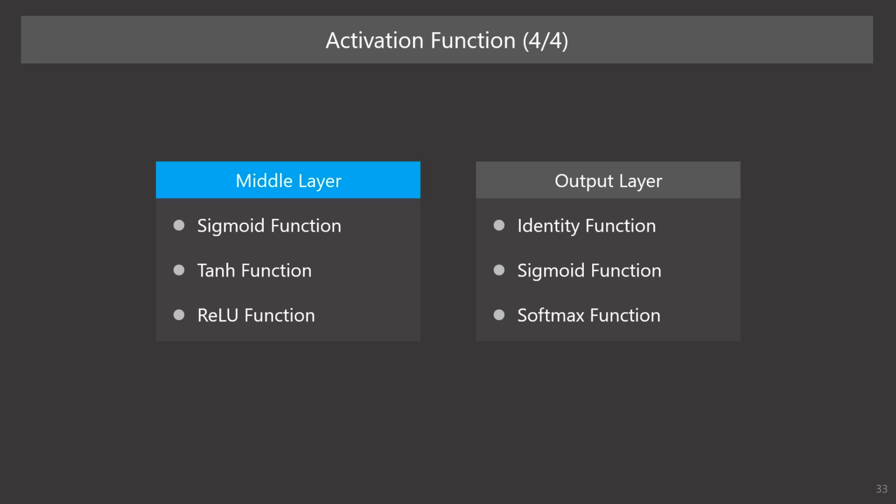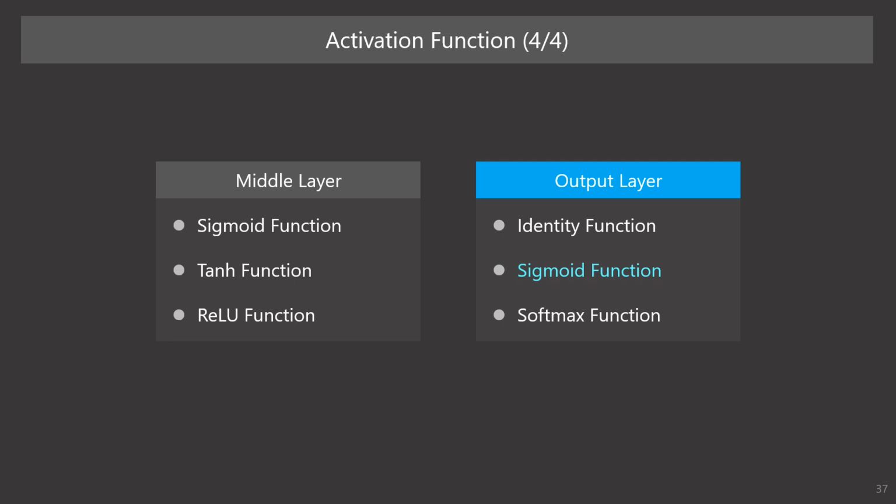For a middle layer, step function, sigmoid function, tanh function, and ReLU function are used. For an output layer, identity function, sigmoid function, and softmax function are used. When we apply an activation function to an output layer, our purpose is to make the output value the appropriate form. When we use a neural network for a regression analysis, we apply an identity function to the output layer, because identity function returns the same value as the input.